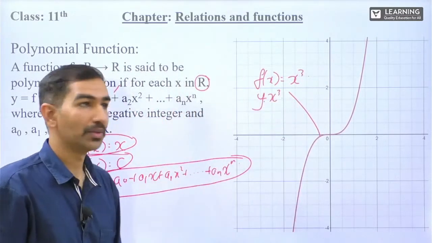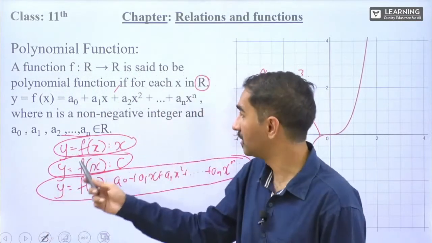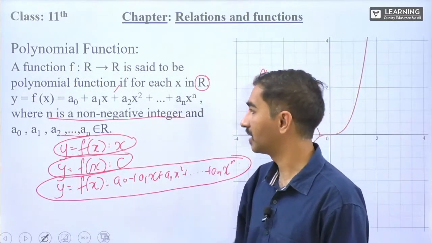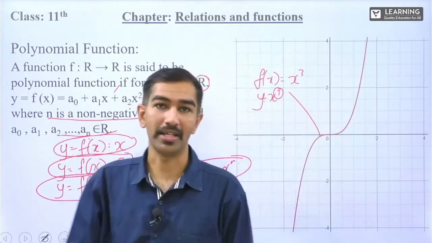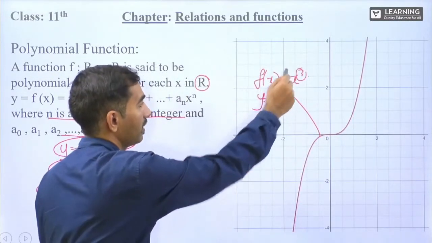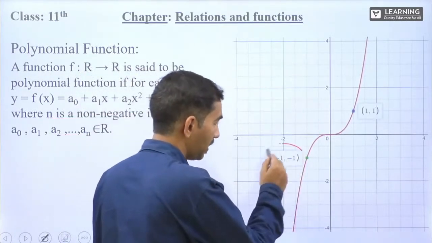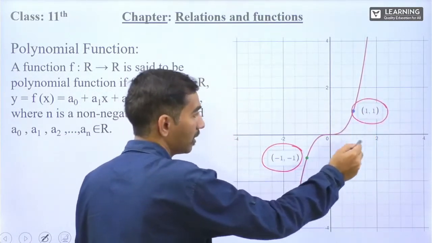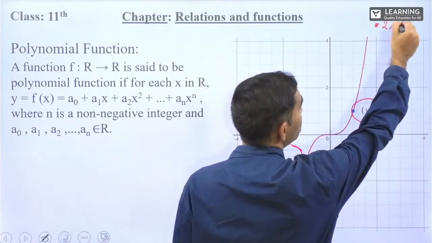Understood? So here n is a positive integer, correct? The same thing is written here, where n is a non-negative integer. So n is equal to 3 there, correct? a1, a2, a3 are what? Belonging to the set of real numbers which are constants. So what is the constant here? The constant here is 1, and here we have a positive integer. So on this graph, if you see, the points will be something like this: minus 1 comma minus 1, 1 comma 1, and another point if you have to plot, then for 2 it will be equal to 8. So here we can write 2 comma 8.